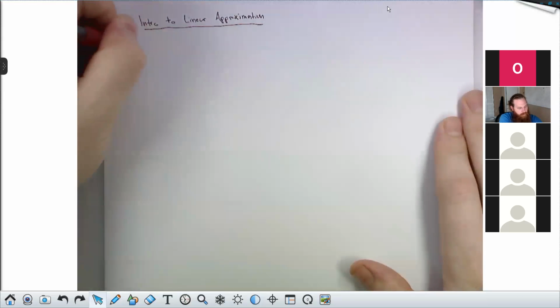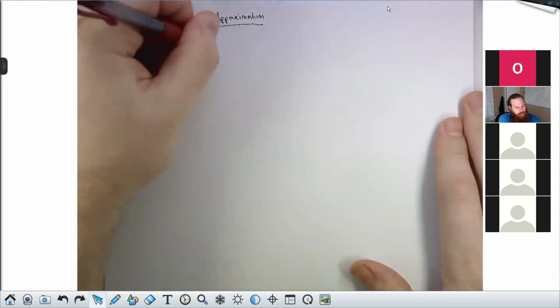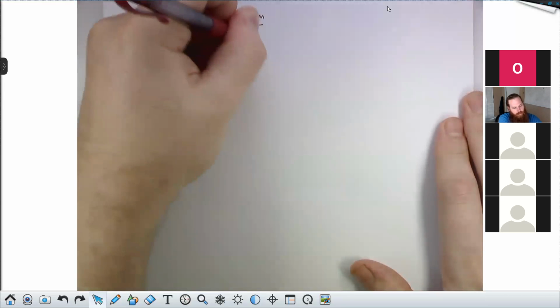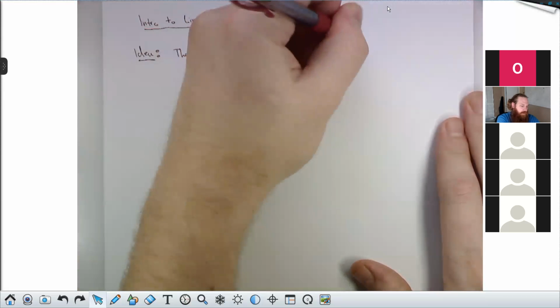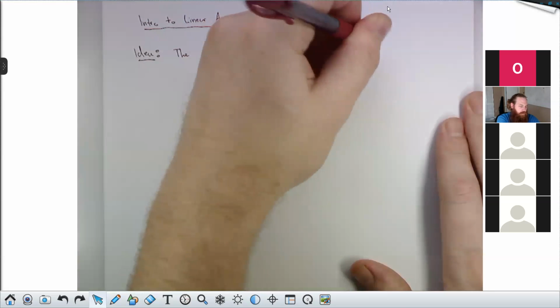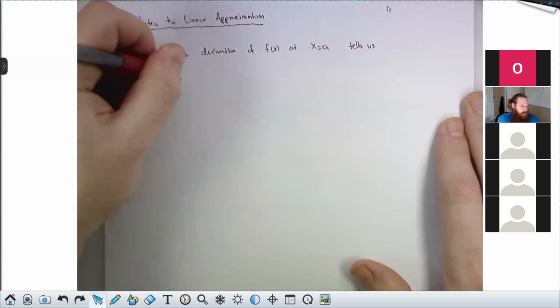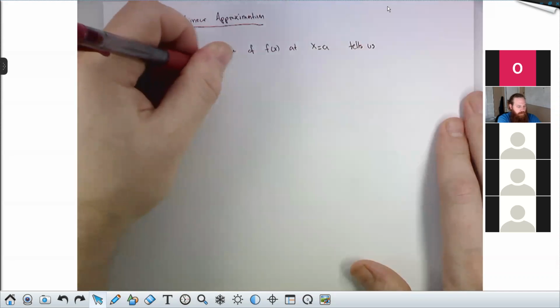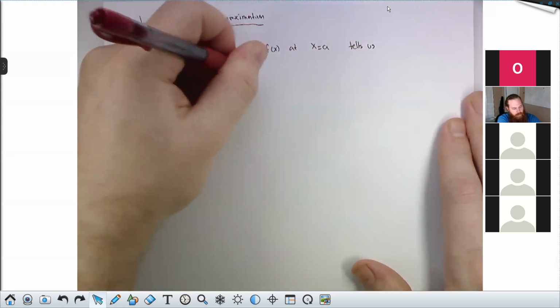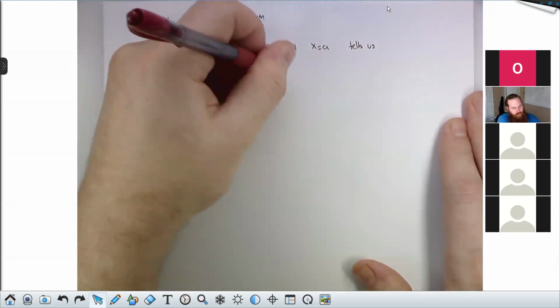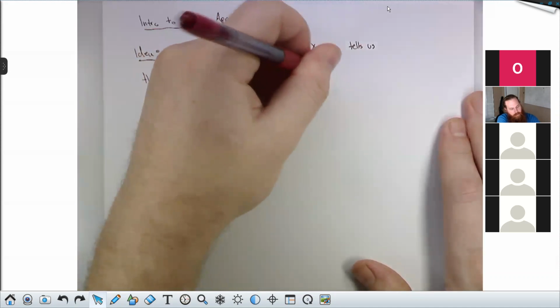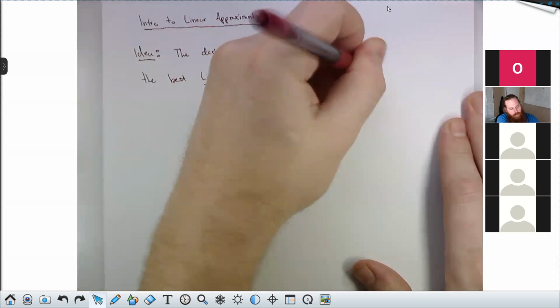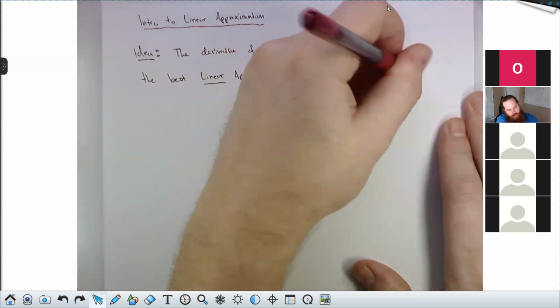So here's an idea. The derivative of f of x at x equals a tells us the best linear approximation to f of x at or near x equals a.